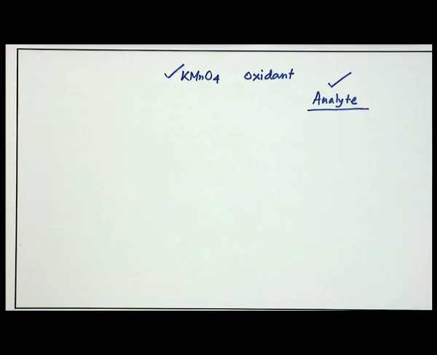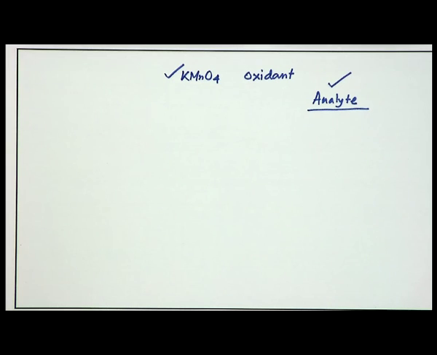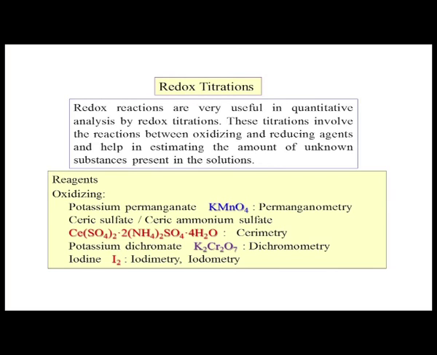So, the name of this is therefore redox titration based on KMnO4. That means permanganometry: the potassium permanganate we are using for titrimetric analysis is therefore permanganometry. Metry is the metric analysis. So, there are other examples of oxidizing agents.